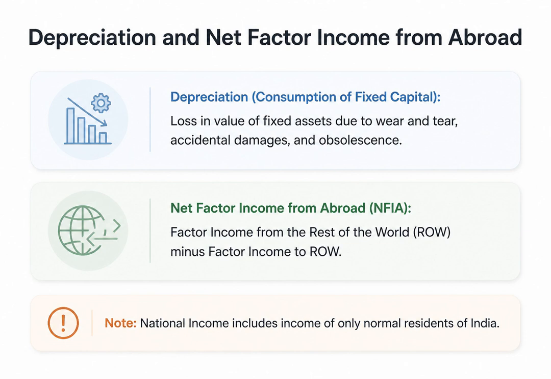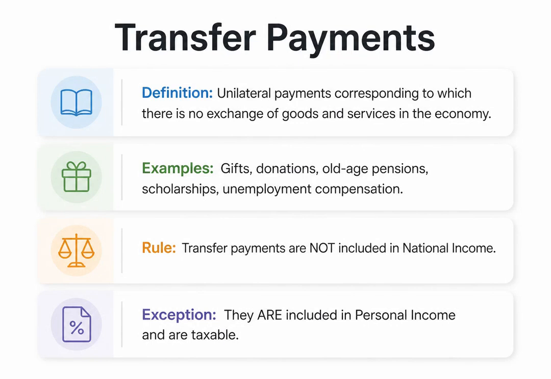This helps us adjust our domestic figures to reflect the true national income. Next, we have transfer payments. These are one-way, unilateral payments where no goods or services are provided in return. Think of old age pensions, student scholarships, or charitable donations. Because they do not represent current production, transfer payments are strictly excluded from the calculation of national income.